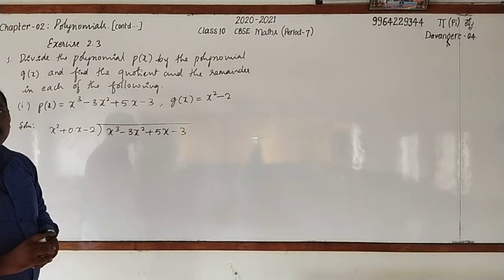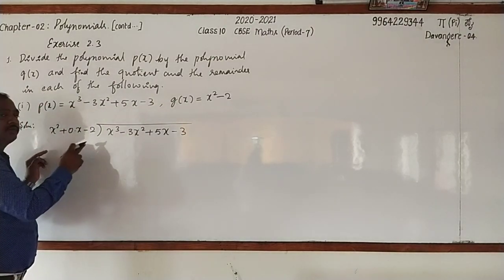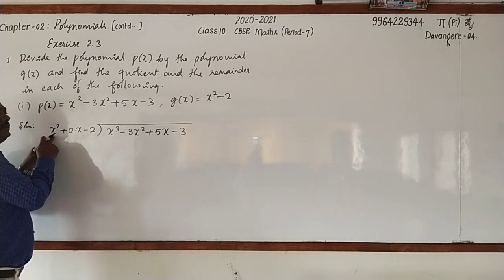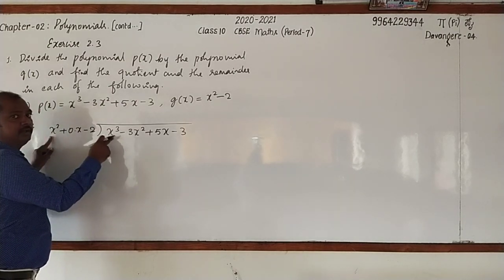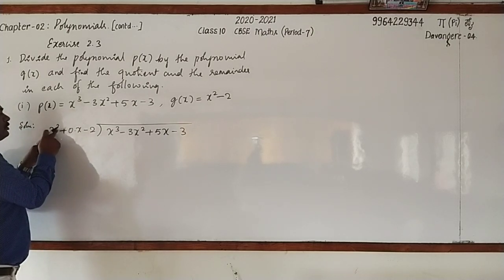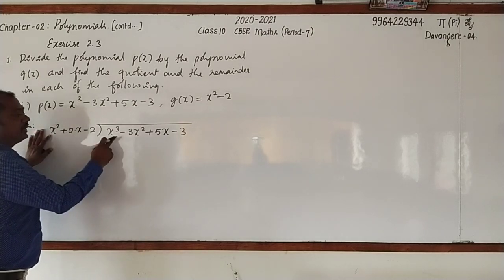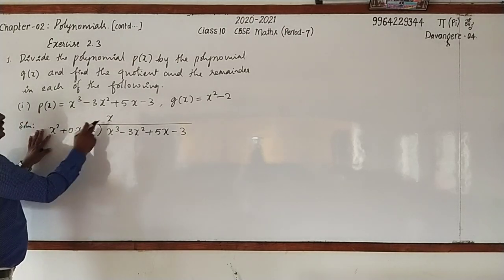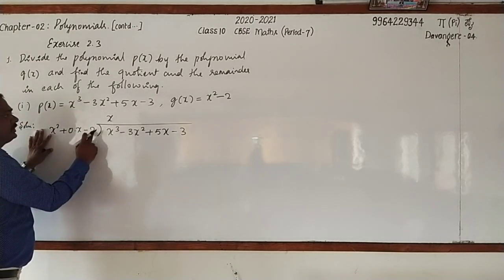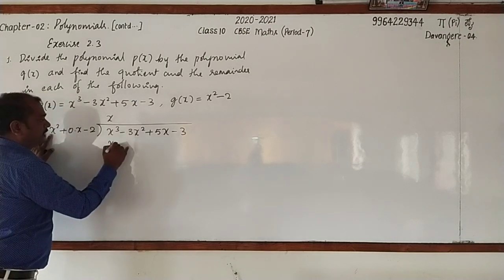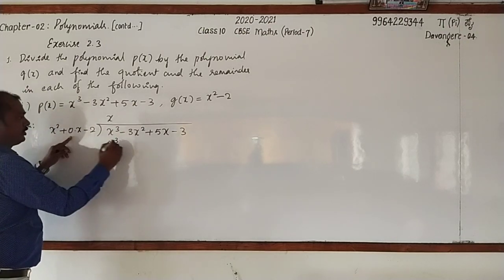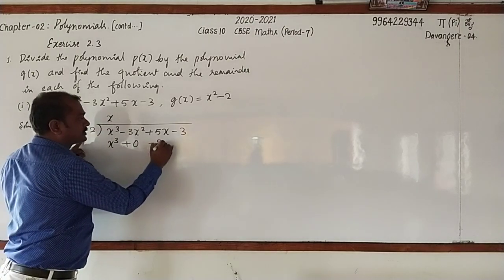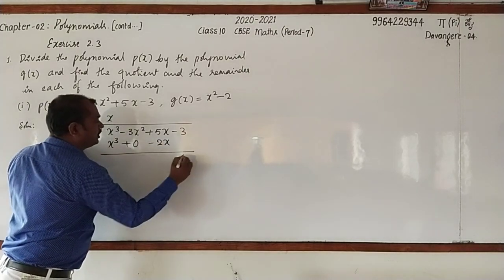Then what is the very first step to be followed in case of division? So we have to equalize the first term of the divisor and the first term of the dividend. Now you tell, what should be multiplied with x square to get x cube? Yes, you are right, it is x. Now multiply this x with all the three terms. X into x square, it is x cube. X into 0, this is 0. X into minus 2, this is minus 2x.